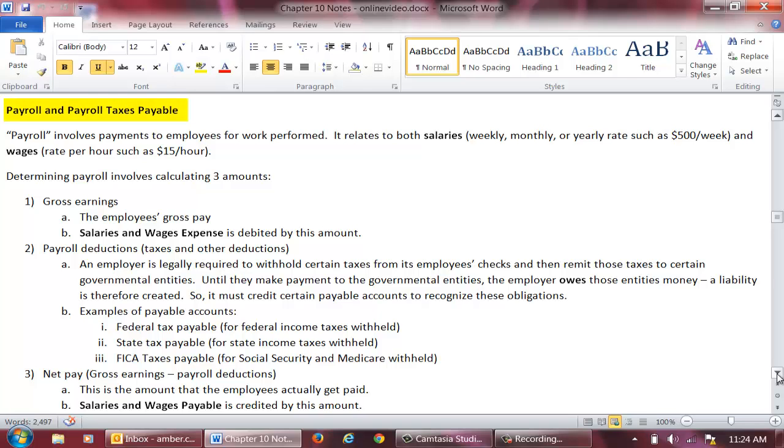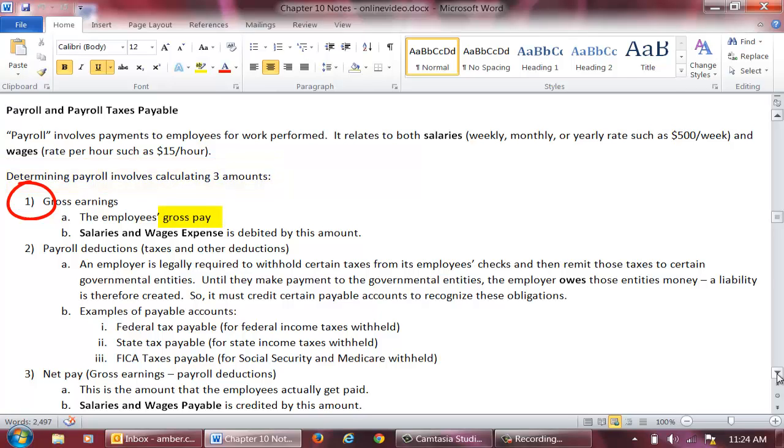Lastly, let's talk about payroll and payroll taxes payable. Payroll involves payment to employees for work performed. It includes both salaries and wages. A salaried employee will be paid a fixed amount no matter how many hours worked. A waged employee will be paid an amount per hour for each hour worked. Payroll involves calculating 3 amounts: gross earnings, payroll deductions, and net pay. Gross earnings is the employee's gross pay.